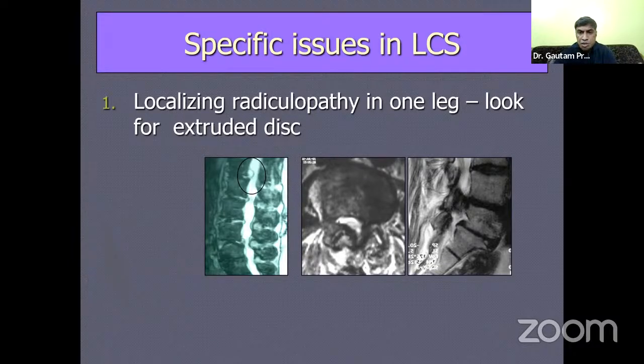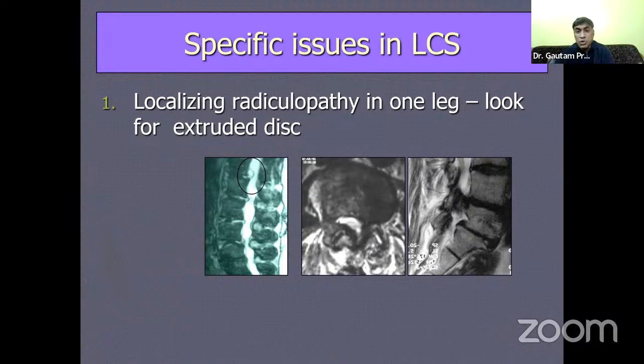Specific issues in lumbar canal stenosis. If the patient complains of pain localized to only one side, one leg, or one leg more than the other, then we have to look out whether there is any culprit disc on that particular side, or whether there is accompanying scoliosis, or increased facetal arthropathy, or the facet joint has thrown out a cyst. Synovitis has developed, and that leads to cyst formation.